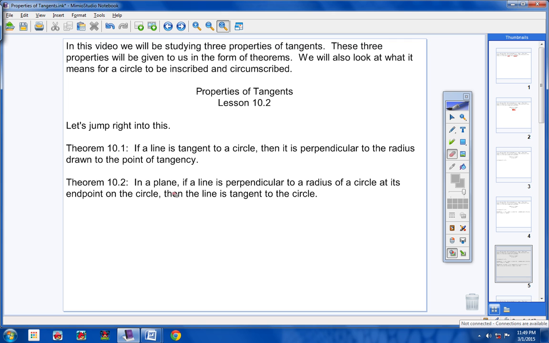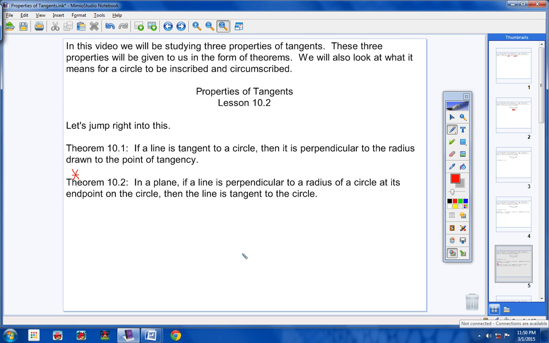So here it is. In a plane, if a line is perpendicular to the radius of a circle at its endpoint on the circle, then the line is tangent. Okay, that's pretty confusing. Go ahead and copy it down. You're responsible for it, and I'll explain this a little better in just a minute. Okay, copy this down, please.